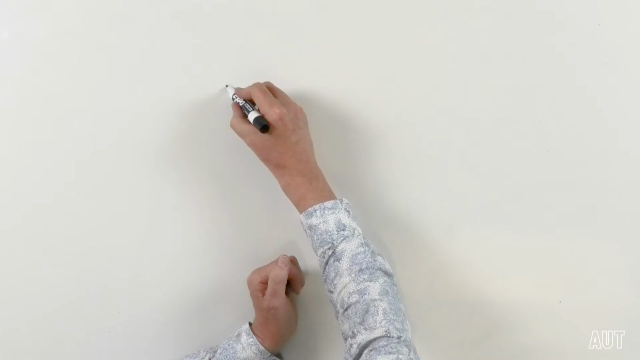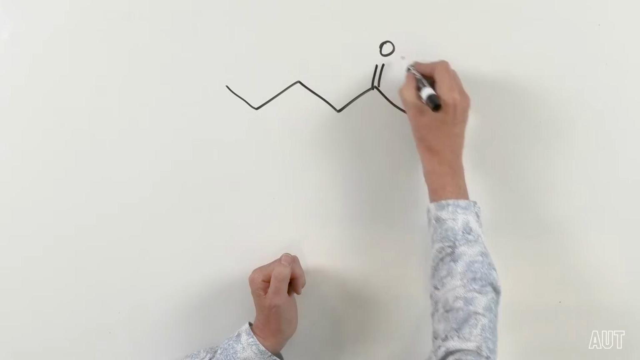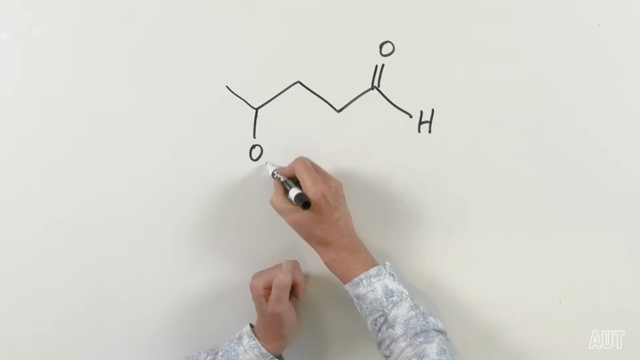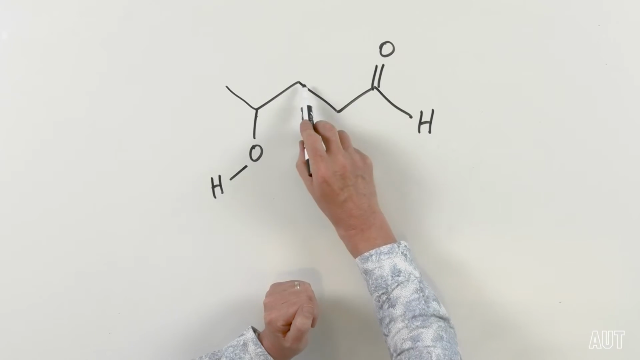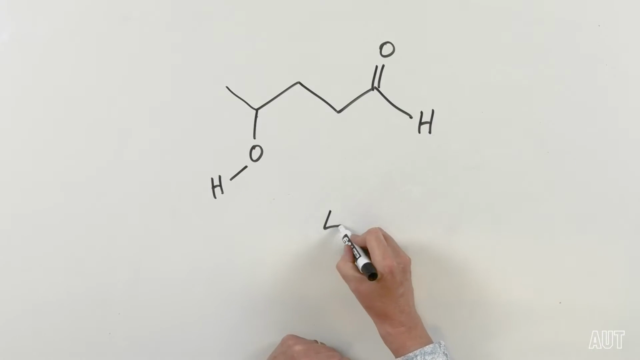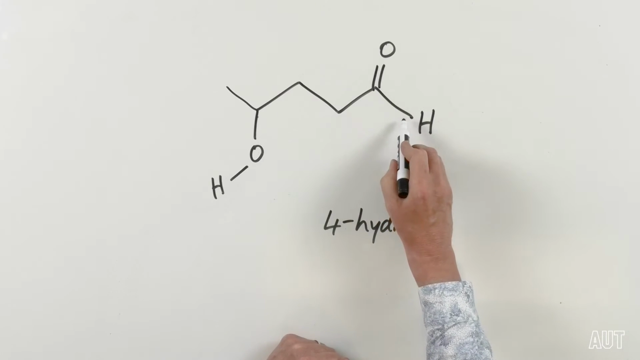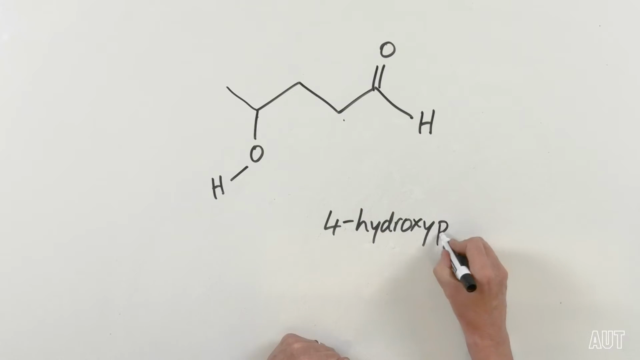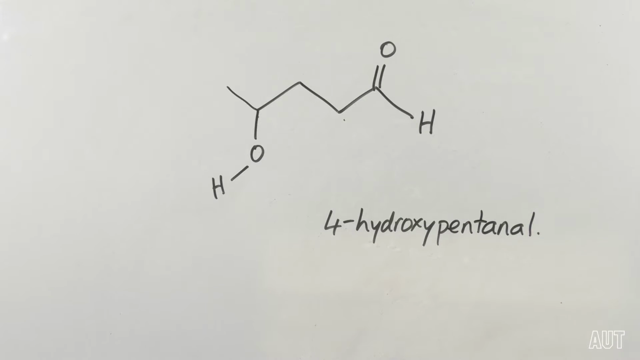Okay, so what we're going to take is this particular molecule here. We're going to have a hydrogen there, and we are going to have an O and an H there. Okay, so what have we got? 1, 2, 3, 4, 5. So this molecule, 4-hydroxy, and this is an aldehyde, and so therefore it's a 1, 2, 3, 4, 5 carbon aldehyde, pentanal.